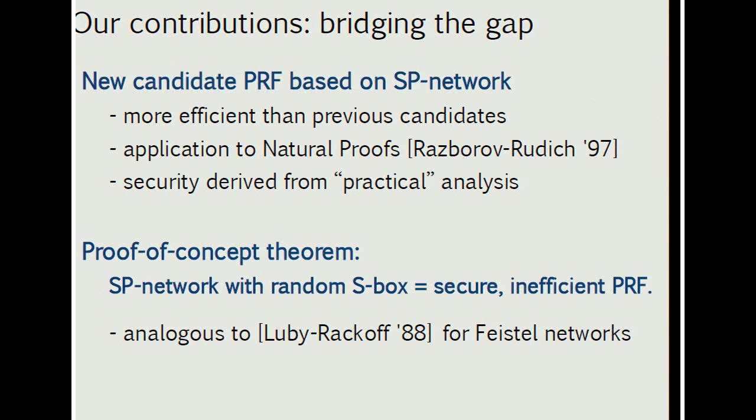So what do we contribute to this? Our goal in this work is to try to bridge the gap somewhat, although I should warn that we have our feet firmly planted on the theory side of the river when trying to build this bridge. We have two main contributions. One is that we give a number of new candidate pseudorandom functions based on the substitution-permutation network structure. Our candidates are more efficient than previous candidates in a number of models. In this talk, I'm going to focus on the circuit model. This has applications to the natural proofs barrier of Razborov and Rudich. If you're familiar with that, I'm going to mention more about that at the end.